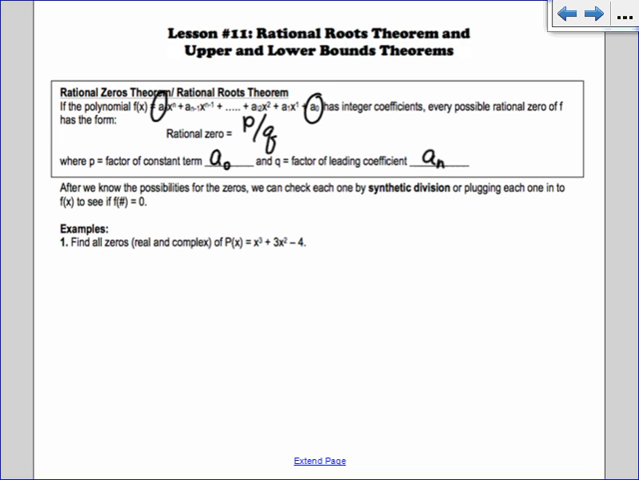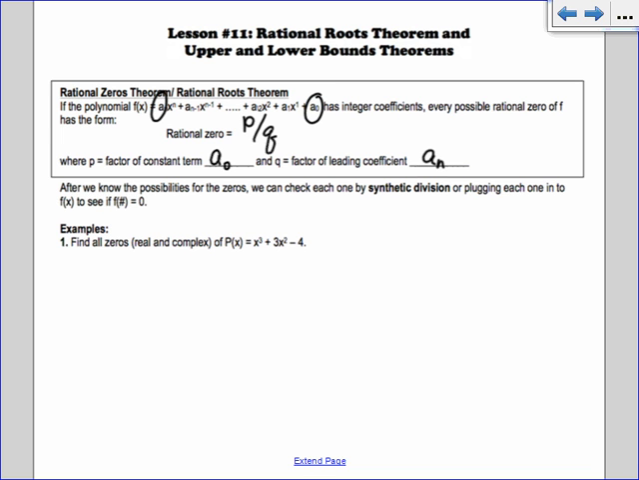So after we know the possibilities for the zeros, we can check each one with synthetic division. Now you could just plug in, like if you want to see if 2 is a 0, you could plug 2 into the original function to see if you get 0 out. But that doesn't help us when we're trying to find complex answers, or answers that have square roots. Our goal is to take a really long polynomial and factor it as much as possible, so then we can get all of the weird, strange answers with i's and square roots.